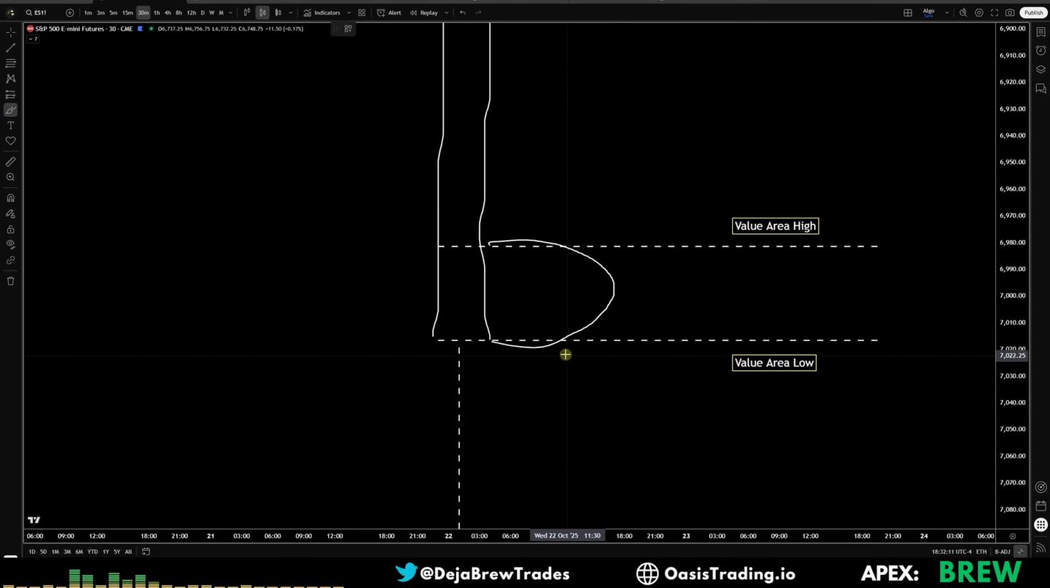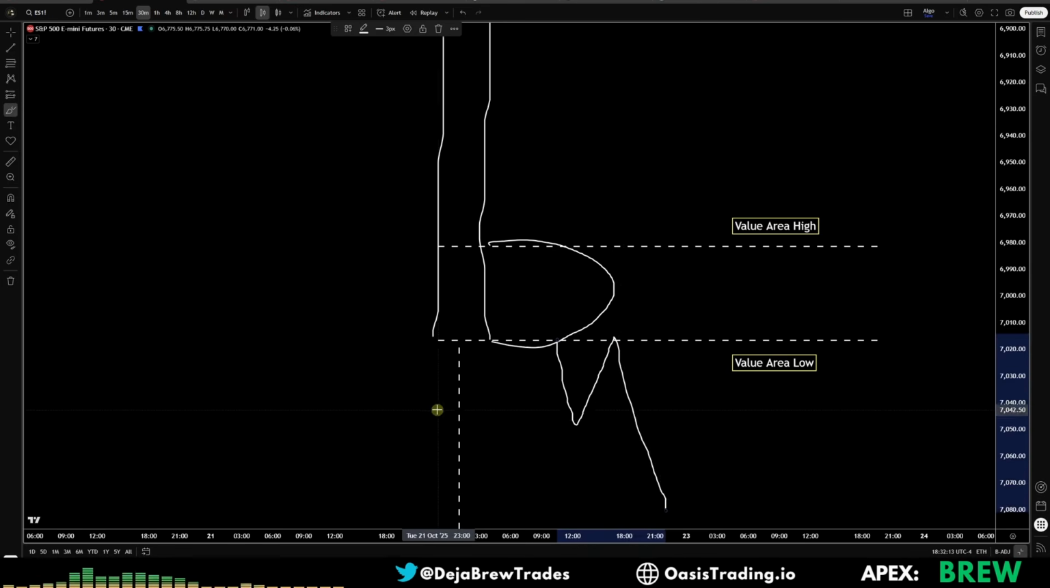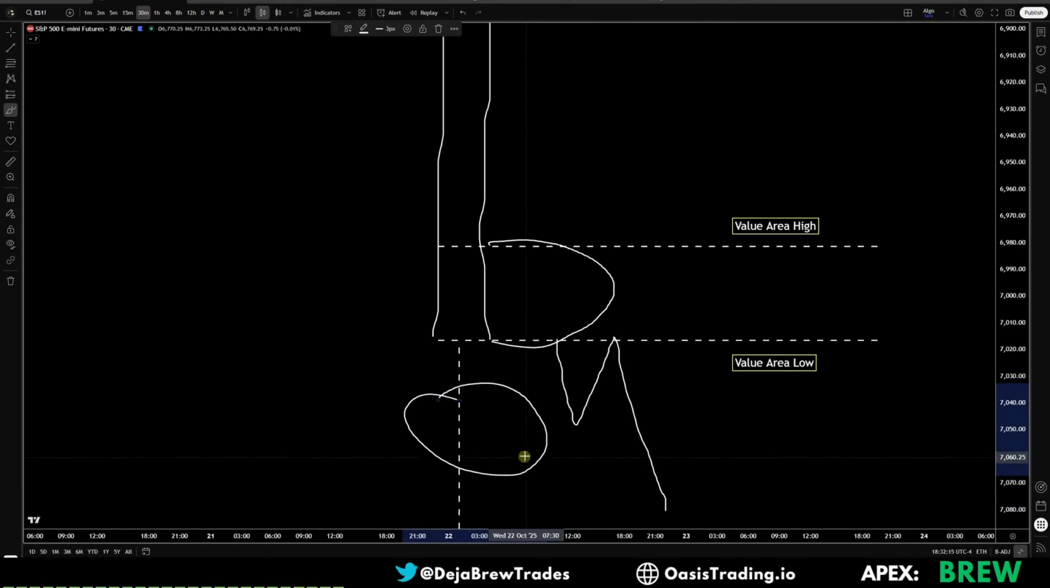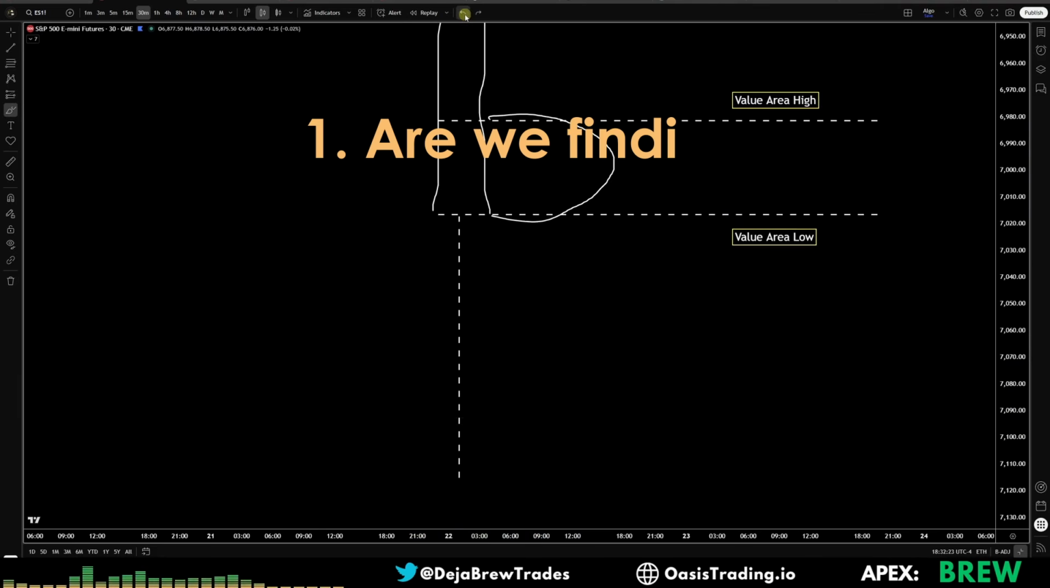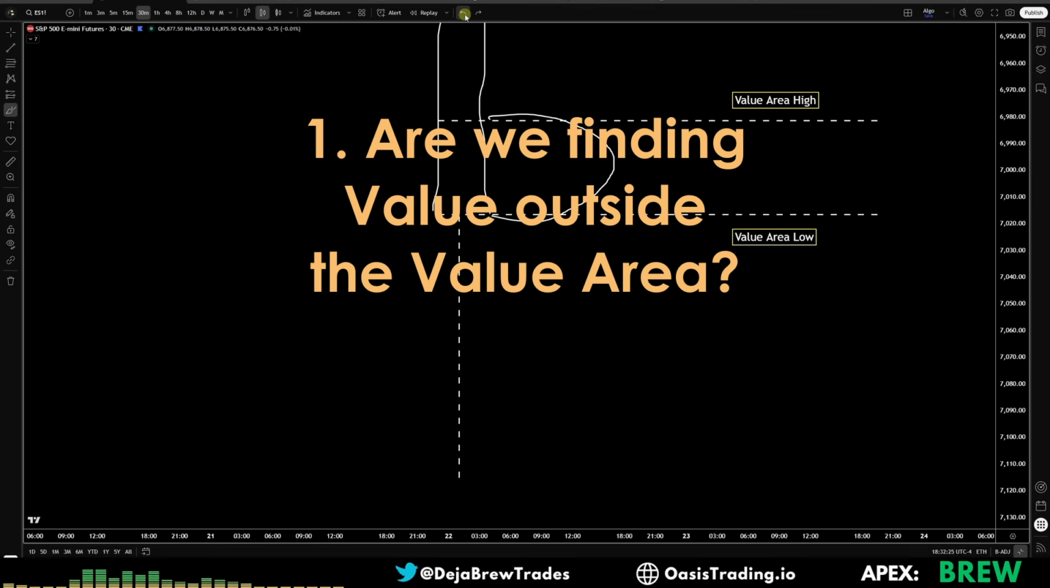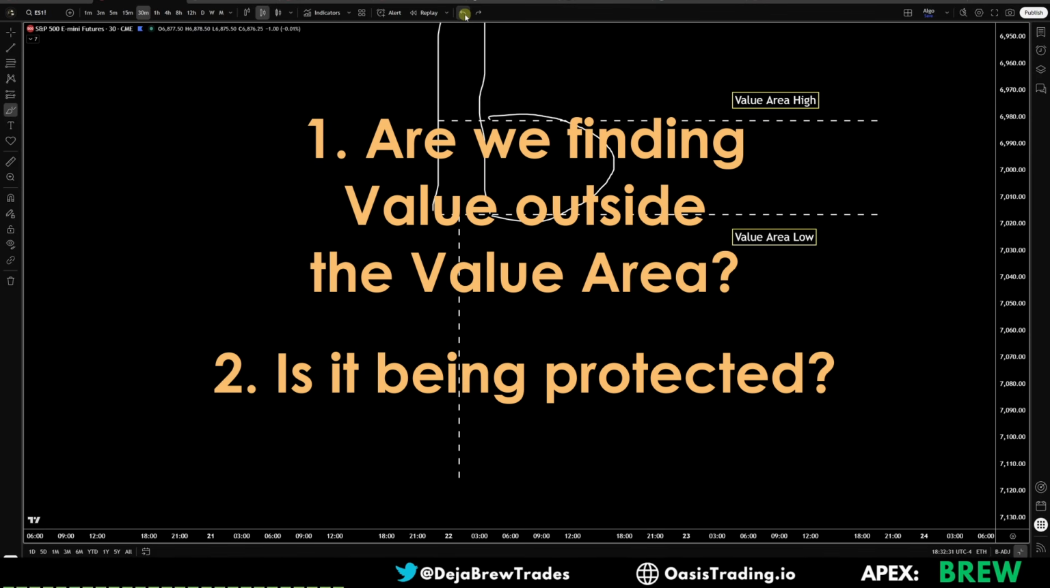Same thing. You look for that potential rebound. You look for where that value is being accepted and is it being protected. Always remind yourself of those two things. Are we finding value outside the value area? And is it being protected?